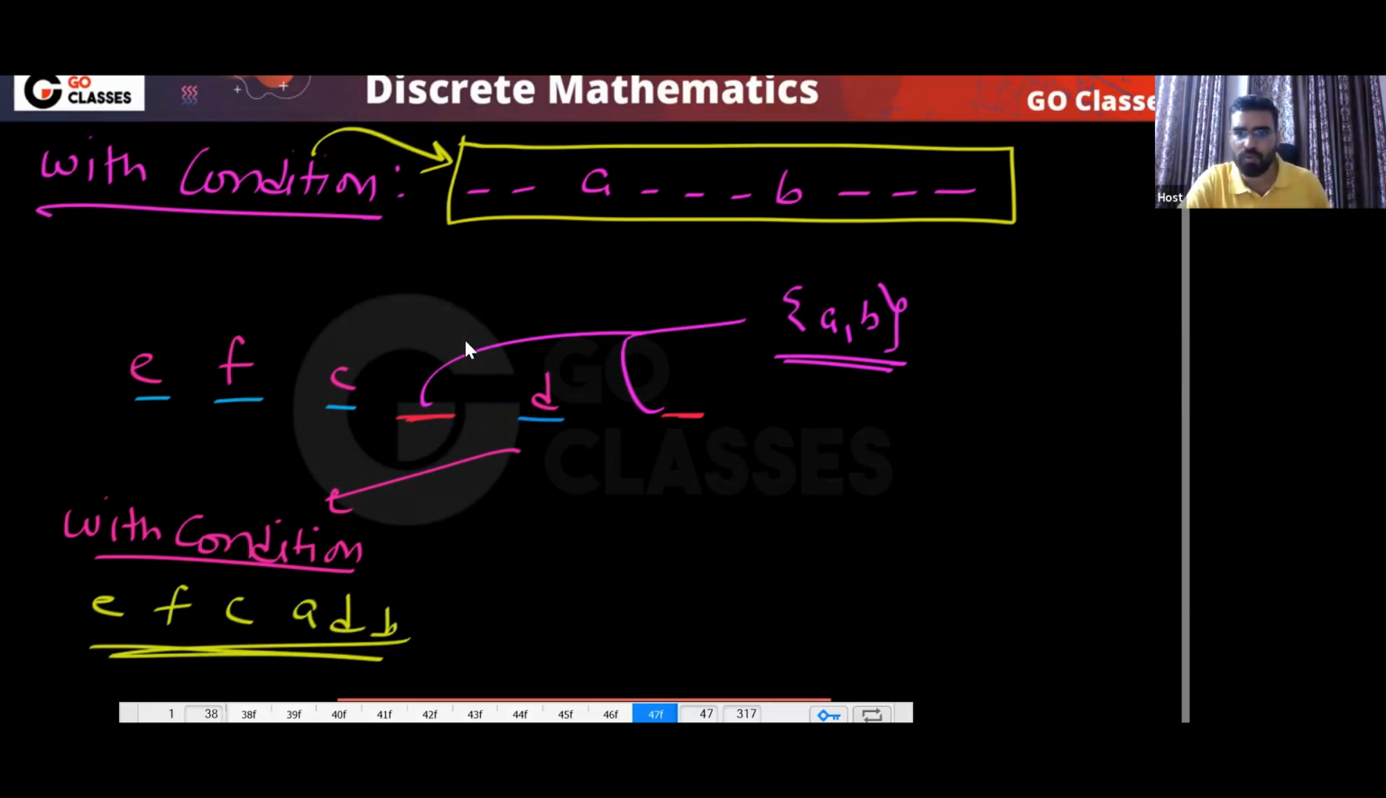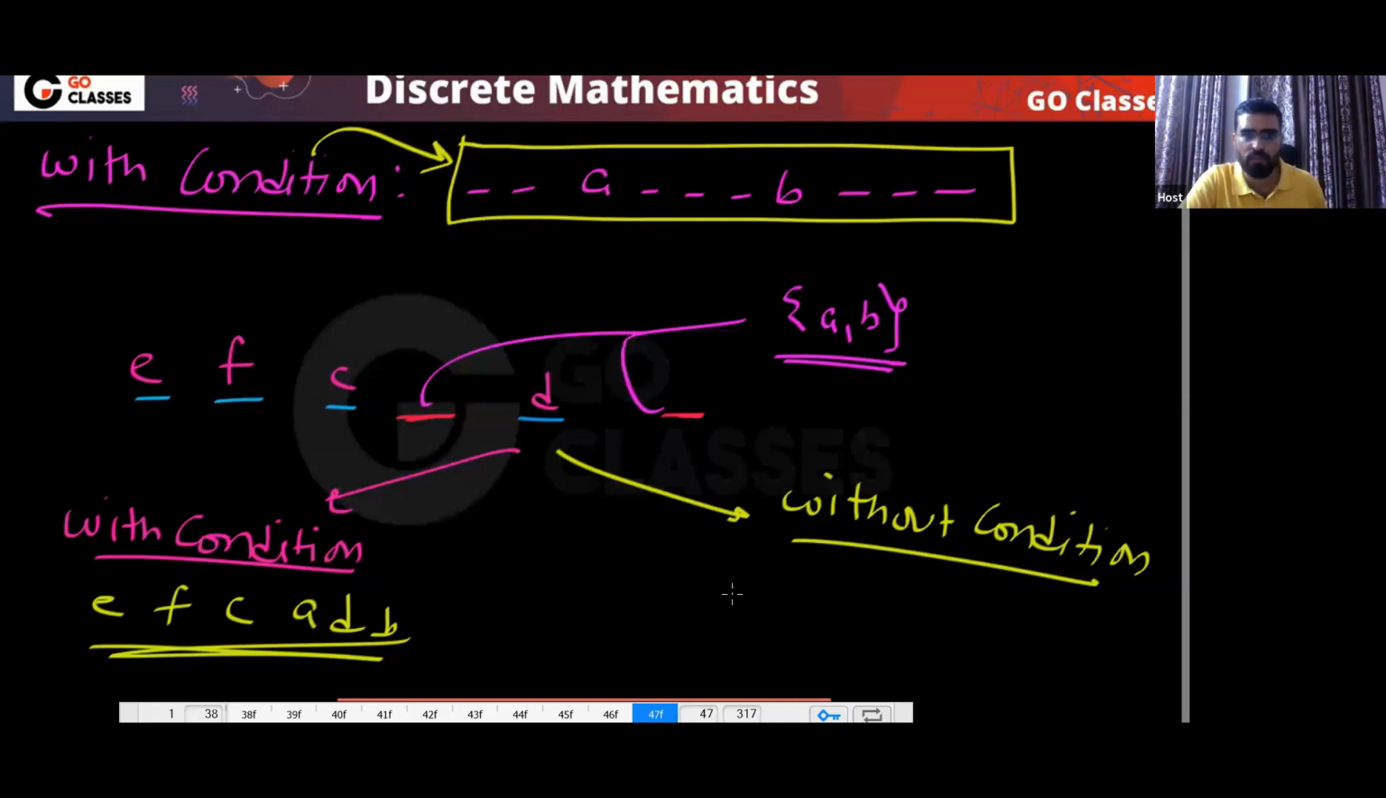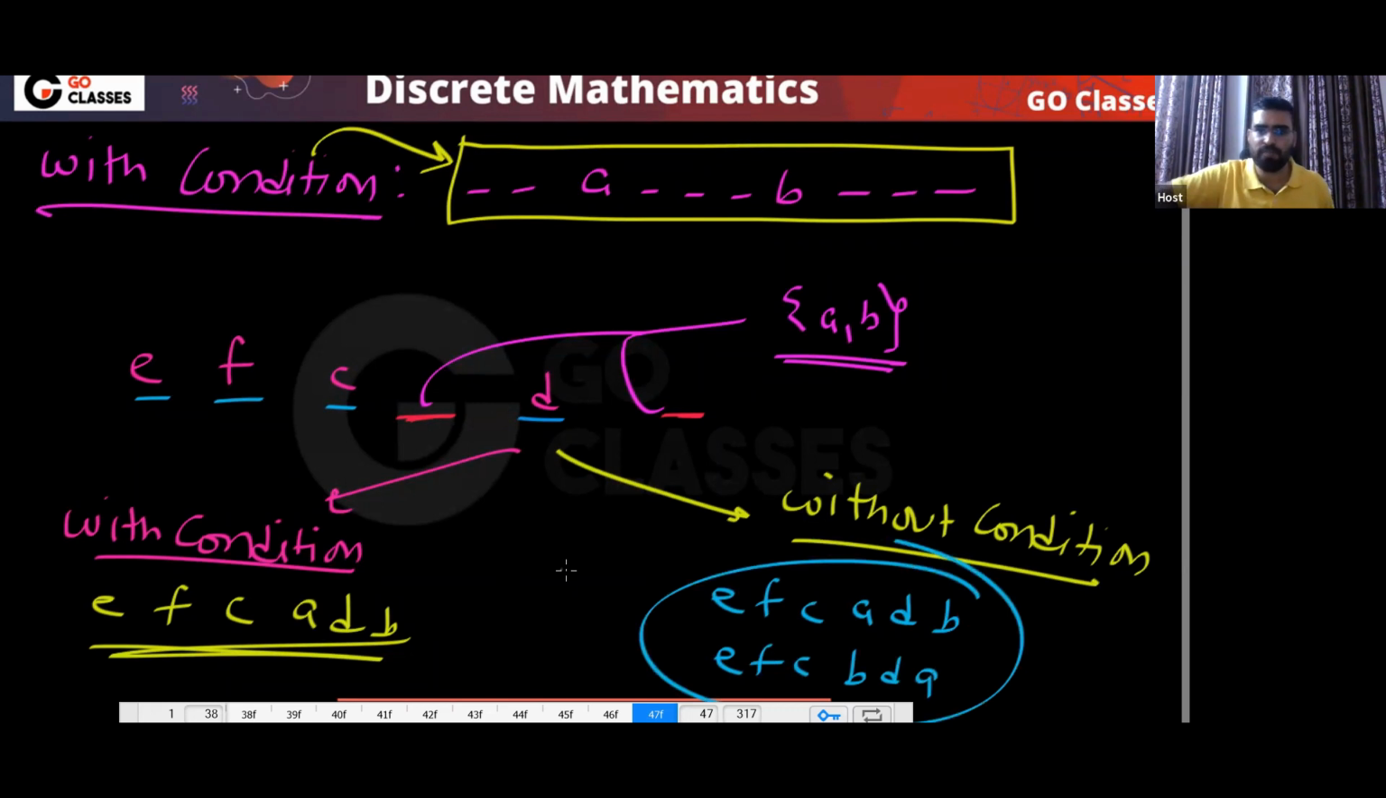And without this condition, if I don't give you this condition, then you will get two things. What are those? E, F, C, A, D, B and E, F, C, B, D, A. So these two things you will get without condition, and only this one you will get with condition.